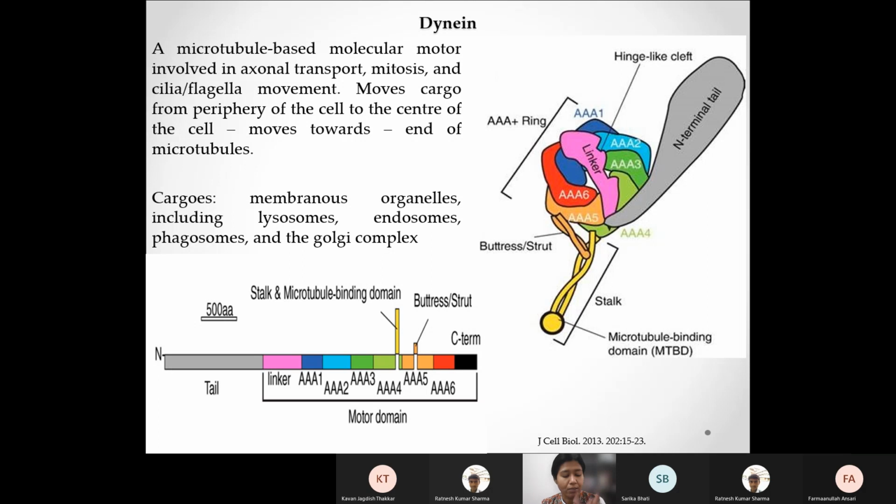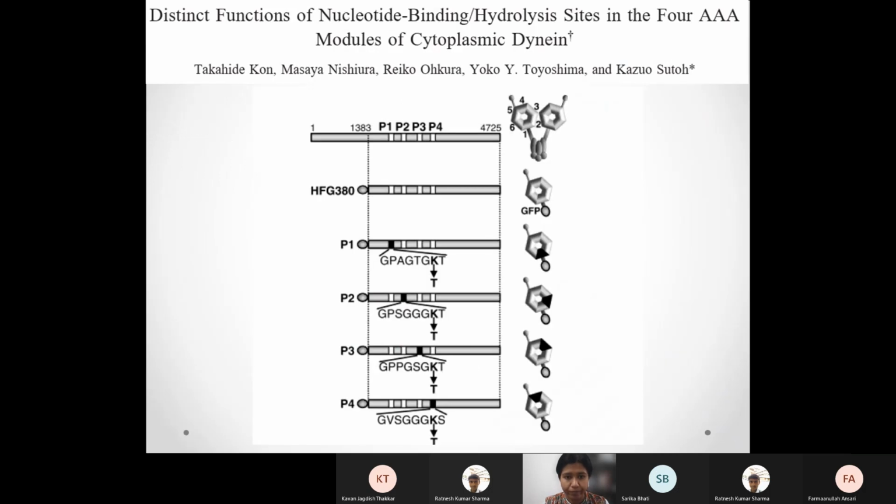So this little region is the minimum motor unit that is required for the dynein to walk on the microtubule, as well as to have a sliding motion of the microtubule. The N-terminus is mostly required for cargo binding as well as for dimerization. It forms dimers, and the dimers walk on microtubules. So this is what we saw last time.